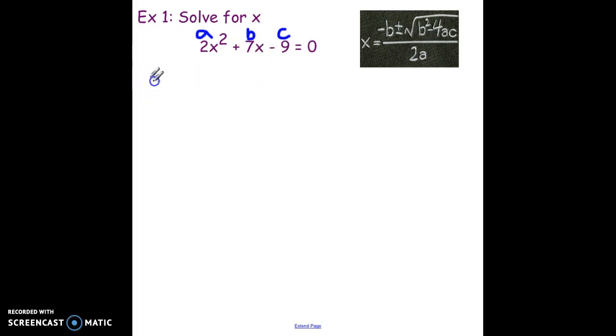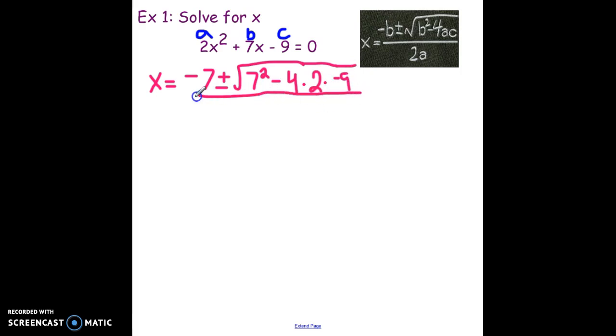So I'm going to do x equals the opposite of B, so the opposite of 7 is negative 7, plus or minus the square root of B squared, well, 7 squared, minus 4AC, so 4 times 2 times negative 9, and all of that's going to be divided by 2 times 2, or 2 times A.